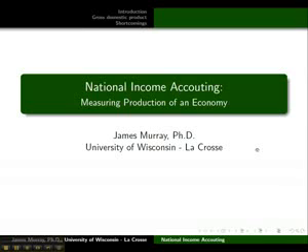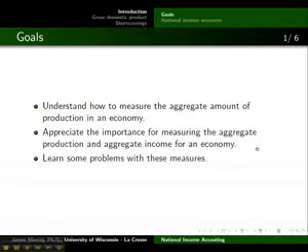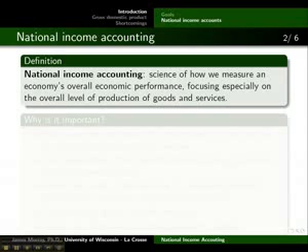This is a video on national income accounting. The goal of this video is to understand how to measure the aggregate amount of production in an economy, to appreciate the importance of measuring this, and to learn some problems with these measures. National income accounting is the science of how we measure an economy's overall economic performance, focusing especially on the overall level of production of goods and services.